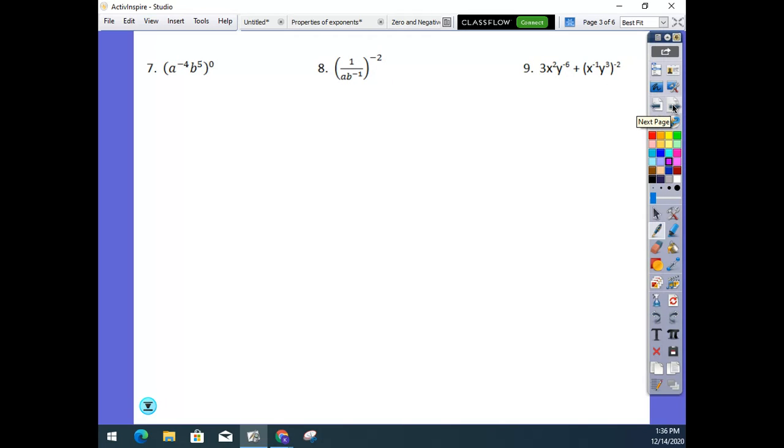This is the easiest problem in the entire page. The whole thing has the 0 exponent, so the whole thing is 1. Okay, couple of ways to do this. This has multiple negative exponents. If you want to move the inside one to the top first, that's fine.